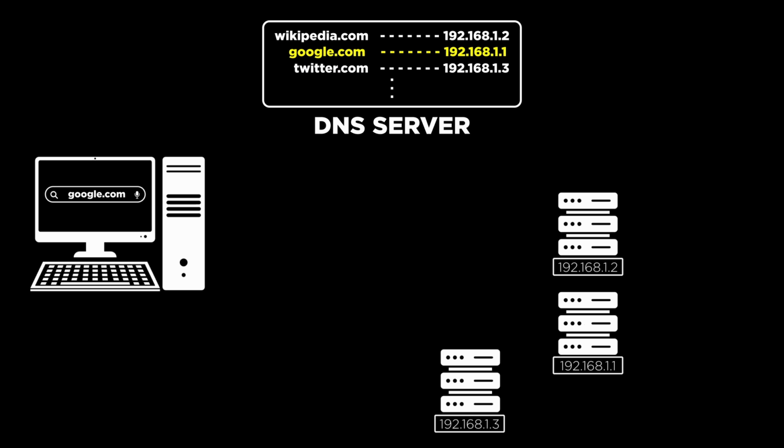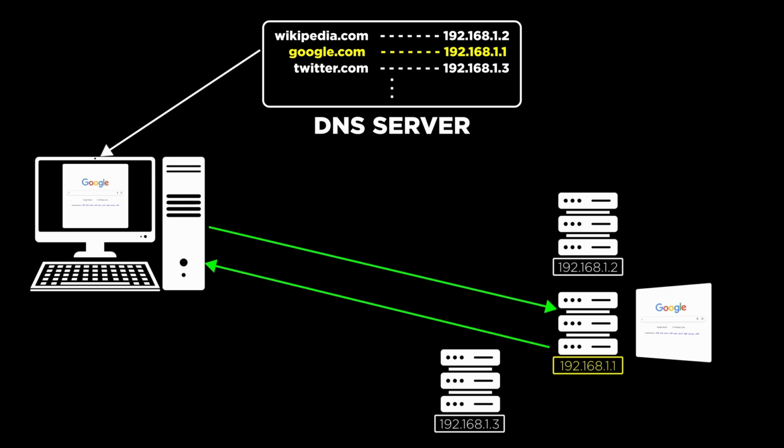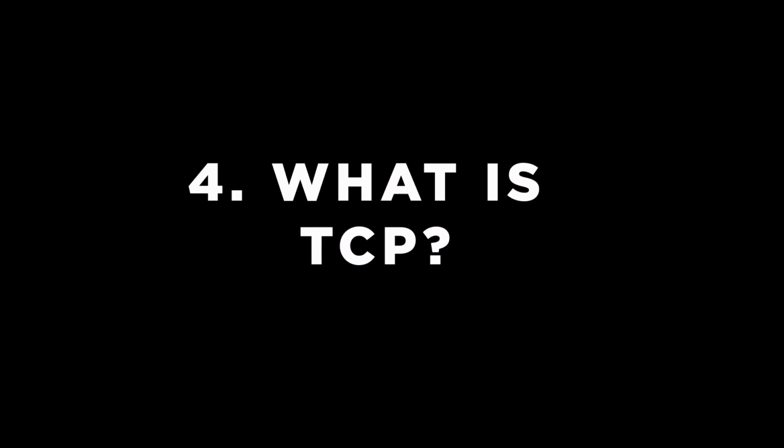So when you enter wikipedia.com or google.com, the DNS server returns the corresponding IP address of the server hosting the website. As you have the IP address of the server, your browser can make the connection with that server and get the website. Number four, what is TCP?